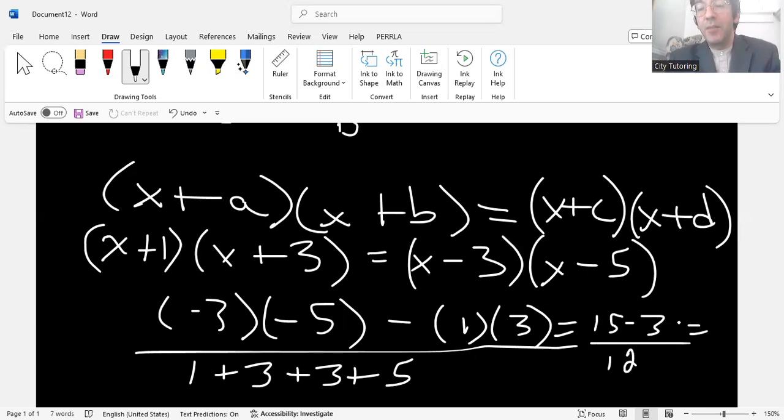So now you have 15 minus 3, which is 12 over 12, which gives you a final answer of x is equal to 1. Done. Took us less than 20 seconds once you manipulate the formula very well.